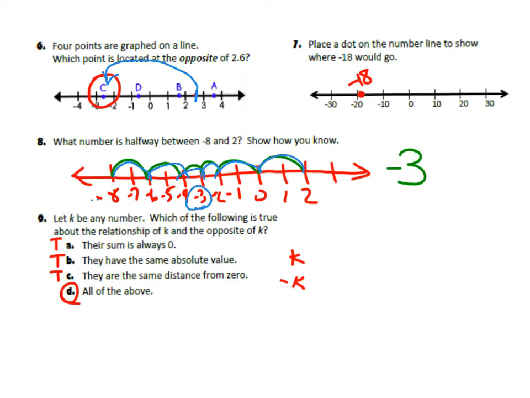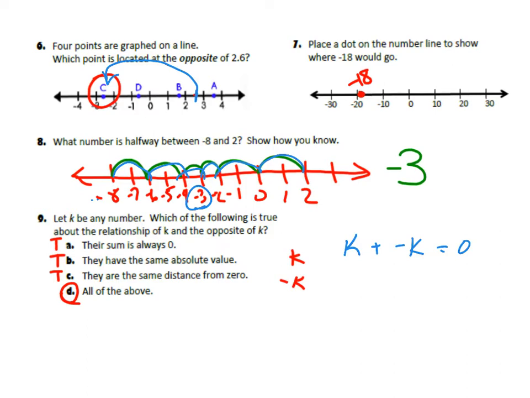Let K be any number. So I said, here's K. Which of the following is true about the relationship of K and the opposite of K? So the opposite of K is -K. So if I added them together, they're always going to be 0. That's a true. They have the same absolute value.